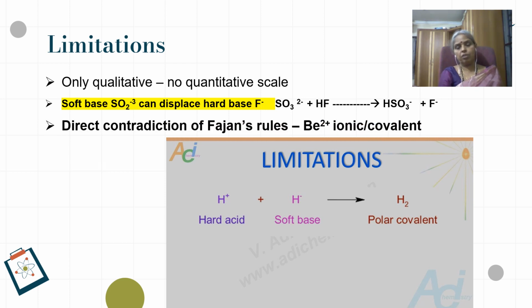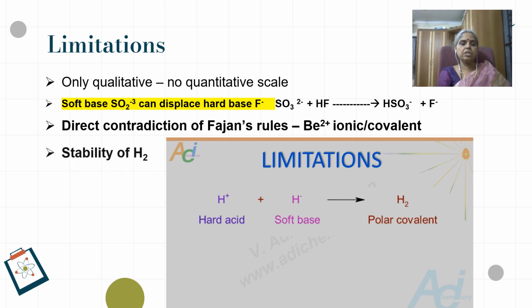Direct contradiction of Fajan's rules. The HSAB principle is also a direct contradiction of Fajan's rules, which means whatever Fajan has proposed, the same thing is contradicted here. We are saying it is soft, we are saying it is hard, but according to Fajan's rules we have some other definition. So this is a direct contradiction of Fajan's rules.